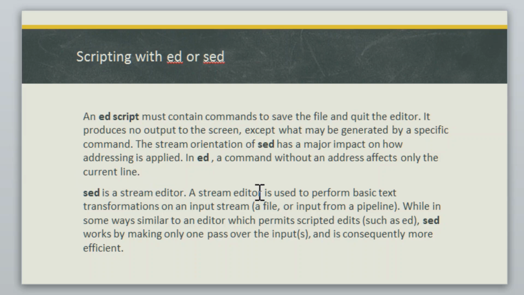A stream editor is used to perform basic text transformations on an input stream, which can be a file or input from a pipeline. While in some ways similar to an editor which permits scripted edits, such as ed, sed works by making only one pass over the input and is consequently more efficient.